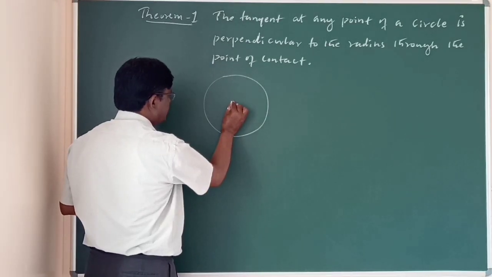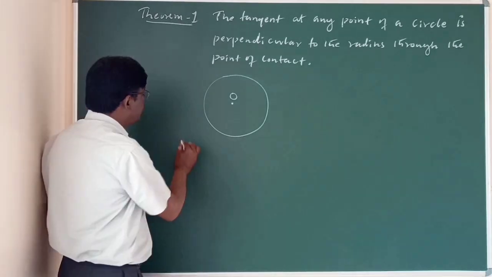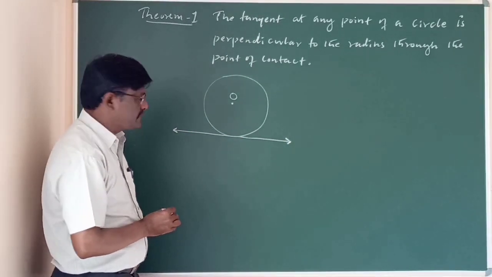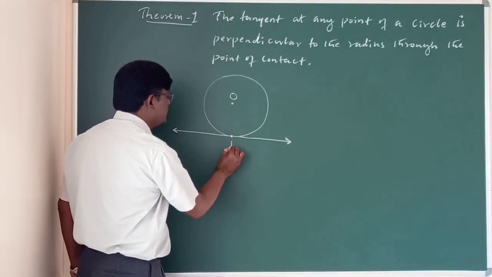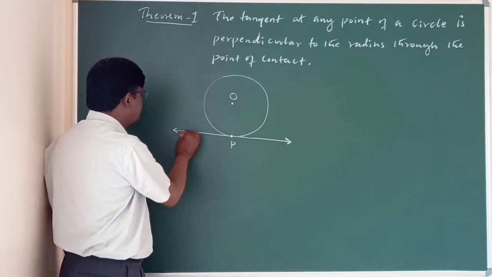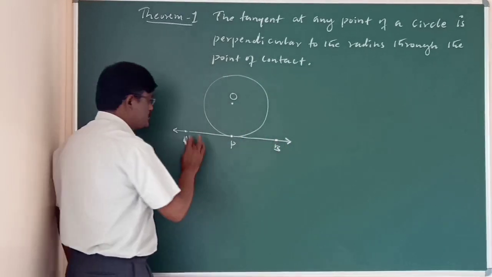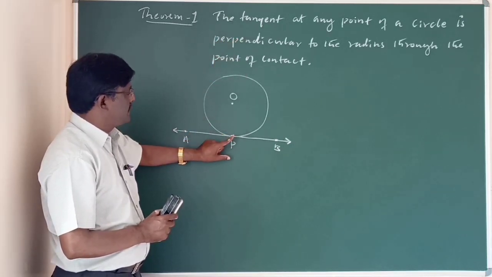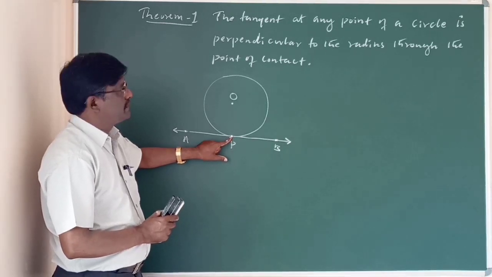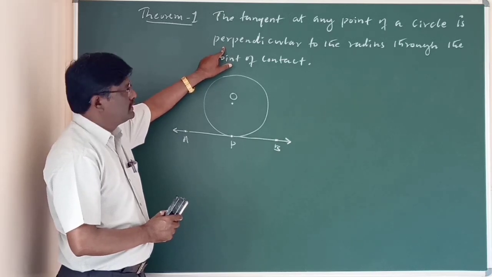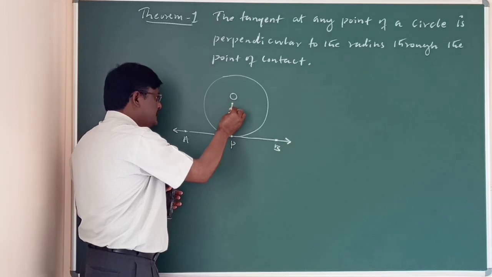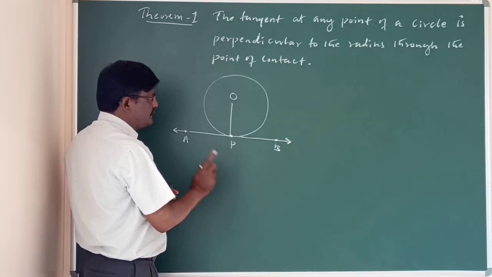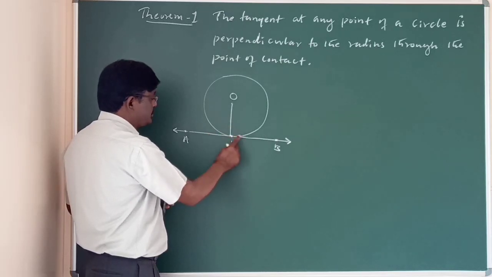Hence, consider a circle with center O. Tangent, by definition, we know is a line that touches the circle at one and only one point. Say P is the point of contact and AB denotes the tangent. Now the tangent at any point of a circle, here P is that point, is perpendicular to the radius. We know radius is a line segment that joins the center to any point. Therefore, children, what we have to prove here? We have to prove that the radius is perpendicular to the tangent.